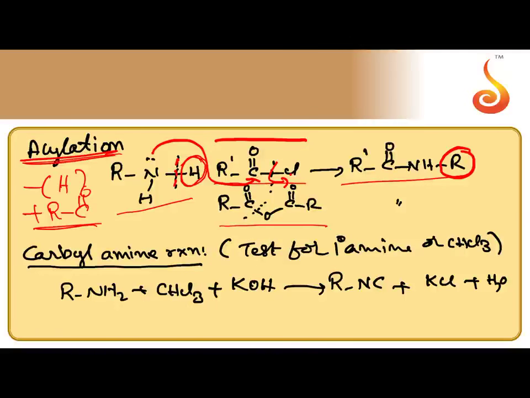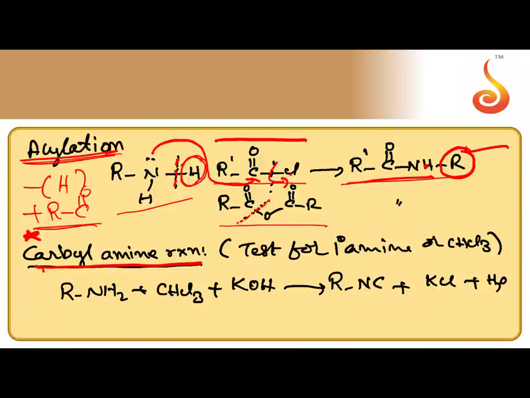We can get N-alkyl alkanamide. RCONH2 is called amide, we know, but alkyl group is considered a substituent. N-alkyl alkanamide is the product. As acylating agent, we can even use acid anhydride also.